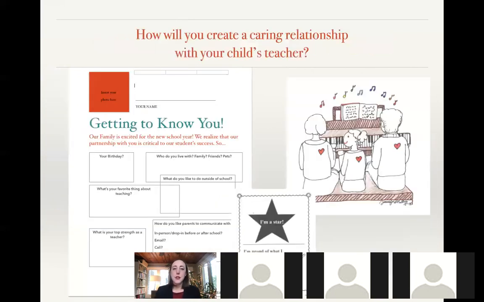Let's talk about your relationship with your child's teacher. We know that a child's relationship with their teacher is critical in their learning.